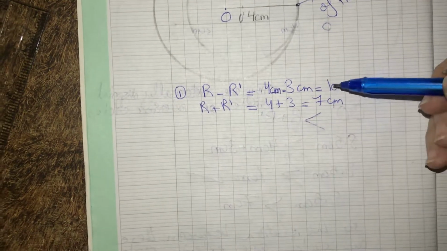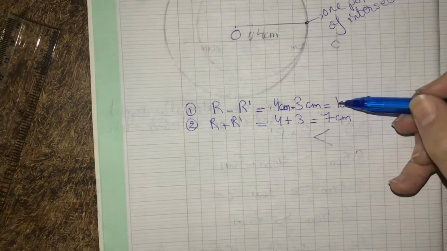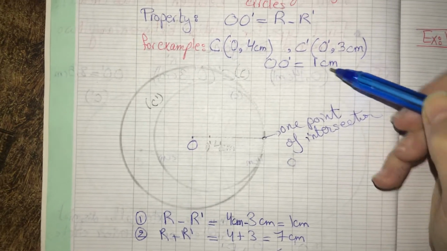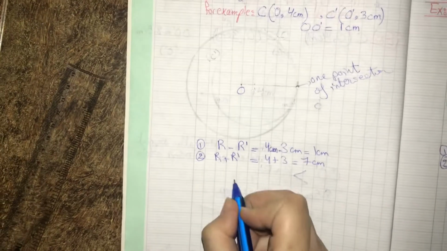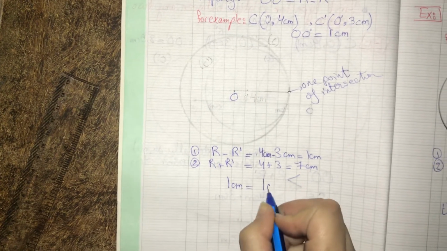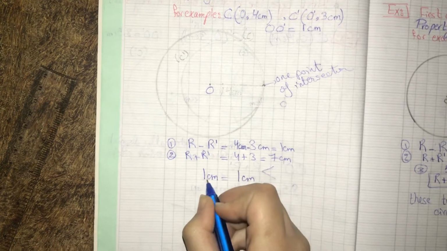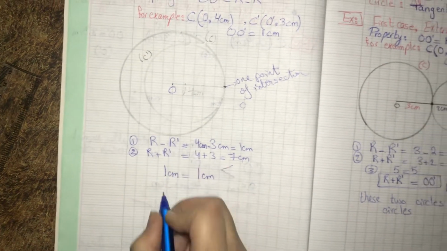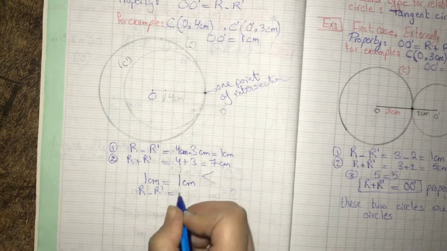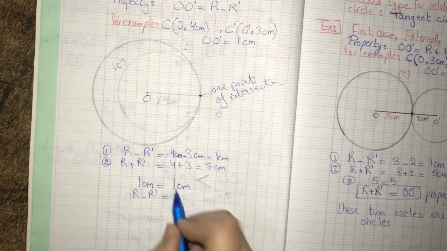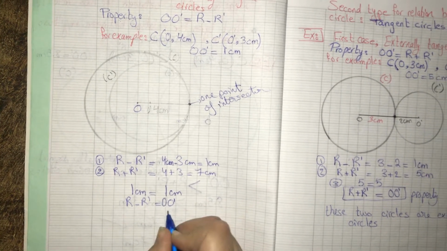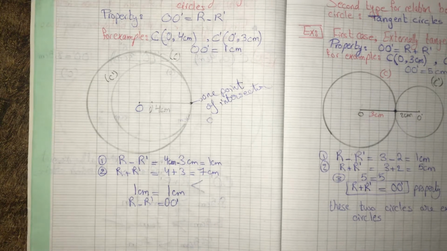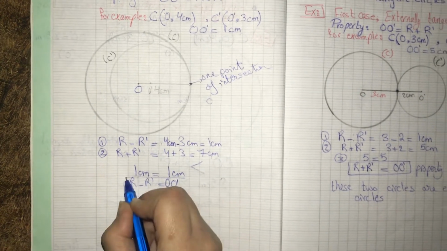So when I see that I have 1 centimeter and 7 centimeters, and OO prime is 1 centimeter, I conclude that R minus R prime is equal to OO prime. So I have 1 centimeter equal to 1 centimeter. What is this 1 centimeter? It is R minus R prime. It is equal to what? The 1 centimeter given as OO prime, which is the distance between centers.